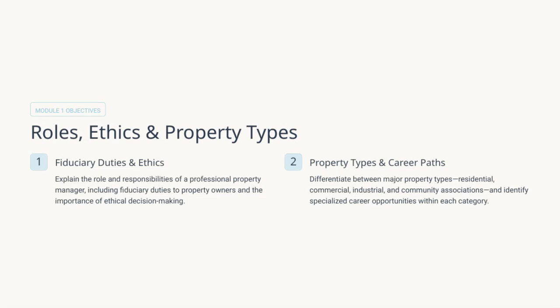When we talk about residential properties, we're referring to places where people live, like houses and apartments. Commercial properties include office buildings, retail spaces, and hotels. Industrial properties cover warehouses, factories, and distribution centers. Lastly, community associations involve managed communities like condominiums, homeowner associations, and cooperatives. Understanding these categories is key because each offers unique career paths, from property management and leasing to development and investment.